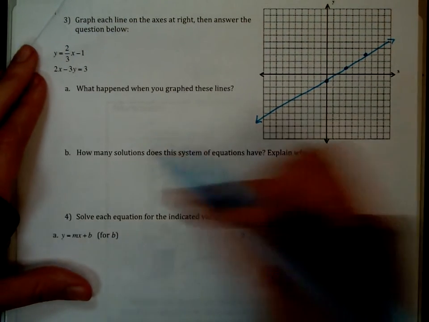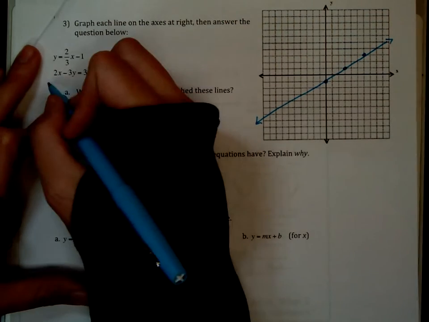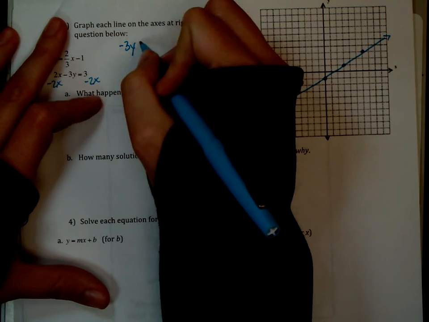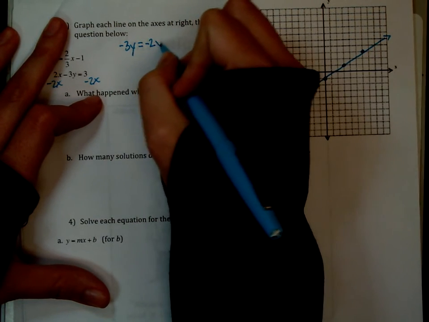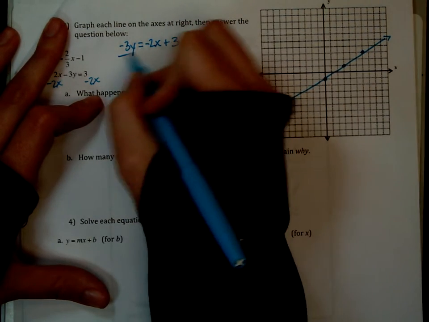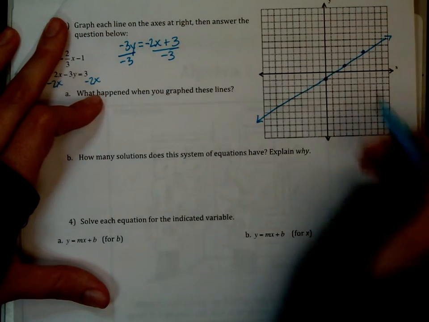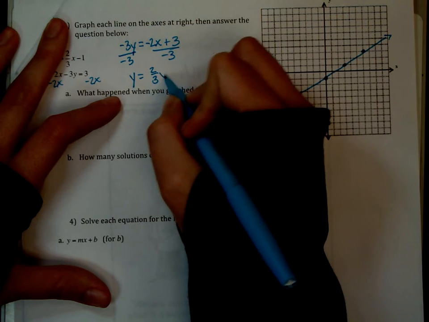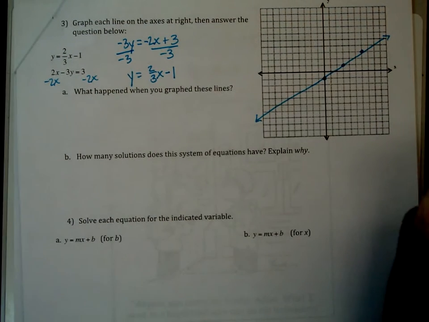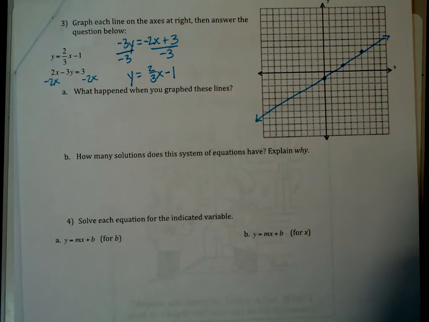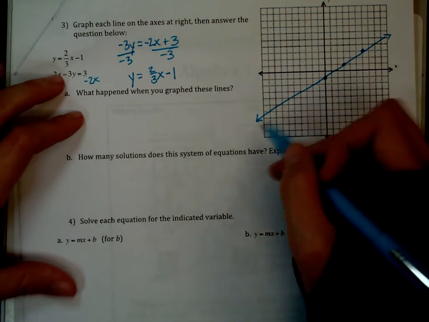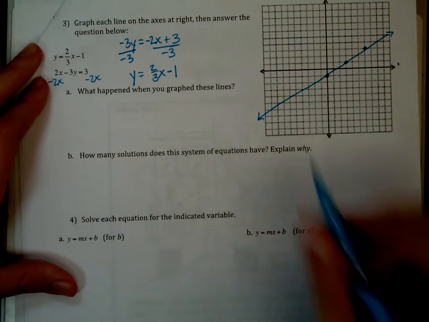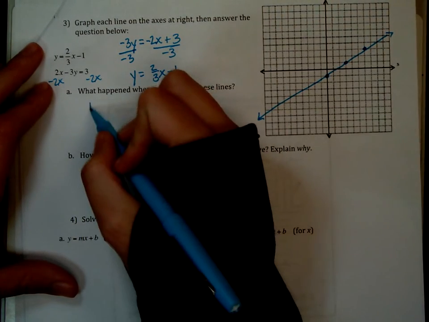And then the other one, I need to solve for y. So I'm going to subtract 2x from both sides. So I get negative 3y equals negative 2x plus 3. Then I'll divide by negative 3. And I get that y equals 2/3 x minus 1. So these are the same line. Again, just like in the first one. So when we try to graph these lines, they are the same.